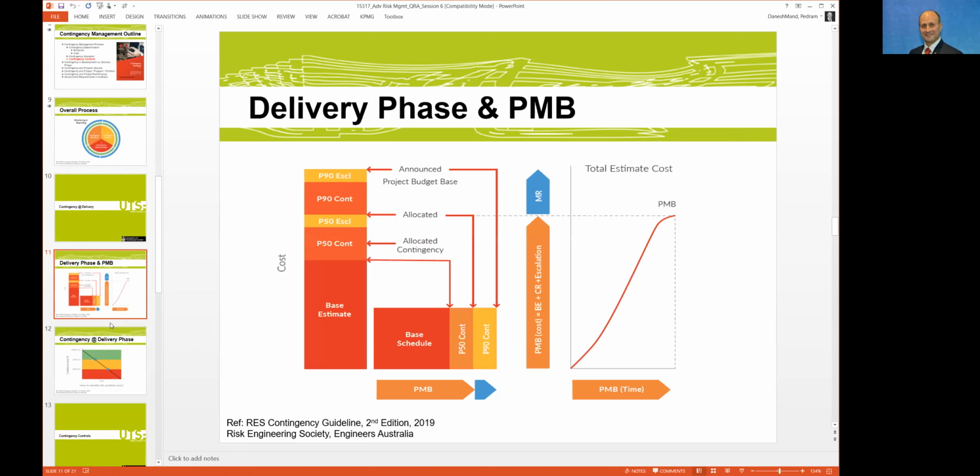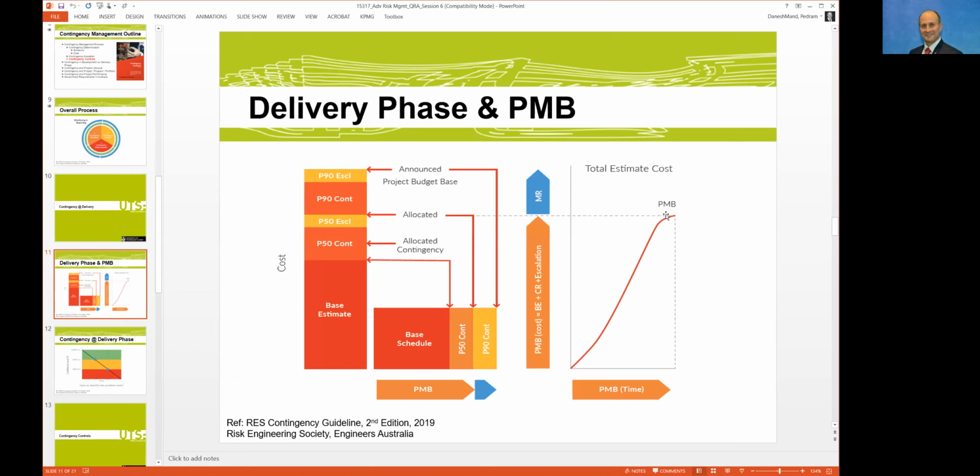One of the key items, and I think that's part of the contingency allocation that we discussed, is producing the performance measurement baseline. Because put it this way, when you determine or calculate the contingency, the next question is, where do you put that money?